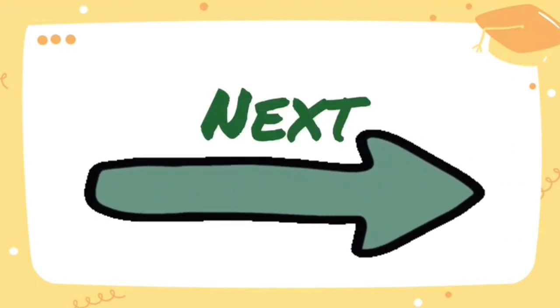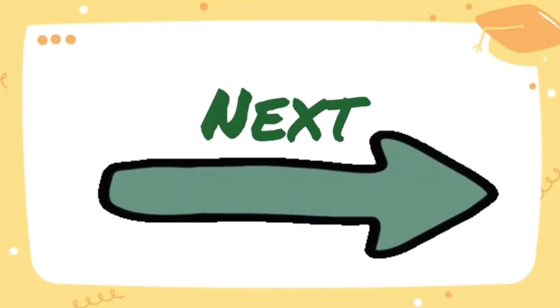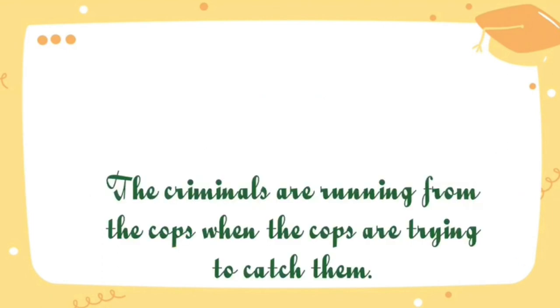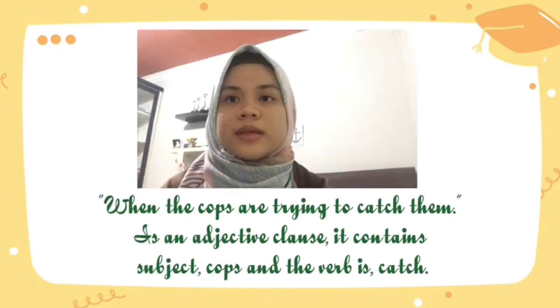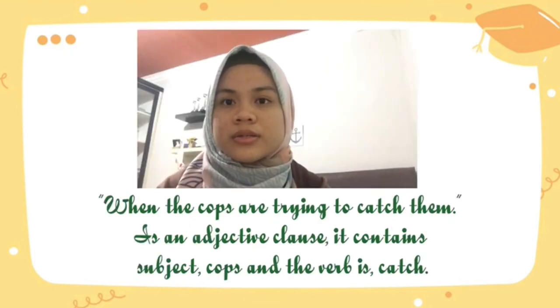Next, the criminals are running from the cops when the cops are trying to catch them. When the cops are trying to catch them is an adjective clause. It contains subject, cops, and the verb is catch.